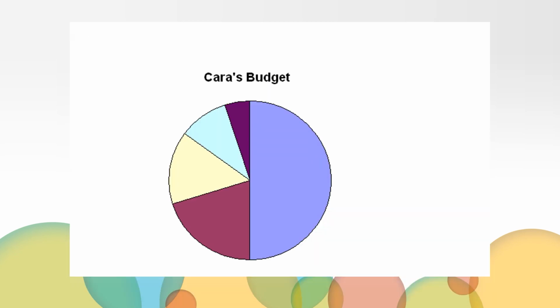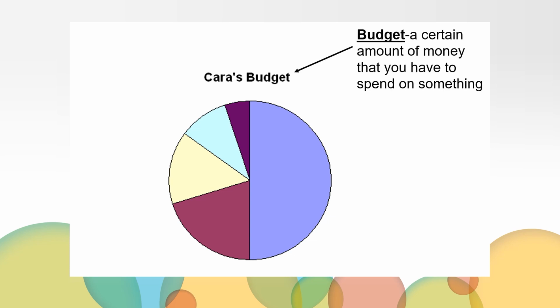So let's take a look at Kara's budget. What might Kara spend her money on? What do you think each of these colors represent? Why? Now that you've had a little bit of time to think about what categories might fit in this graph, let's get a little bit more information.